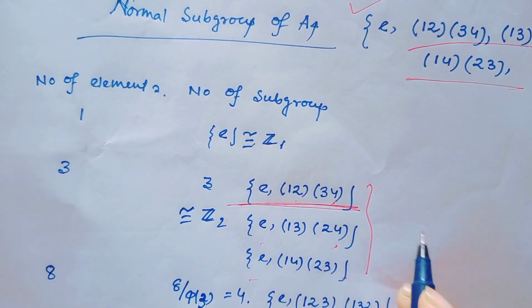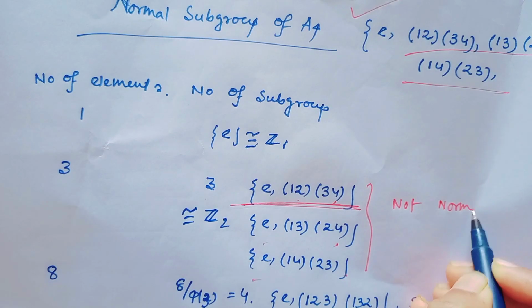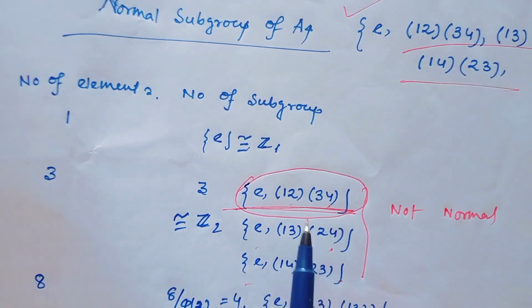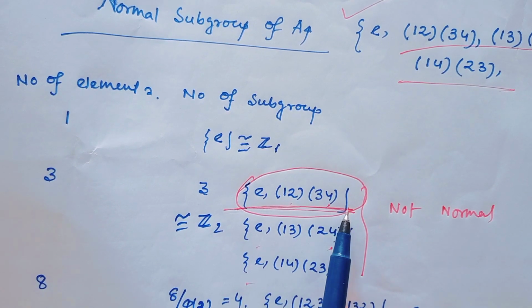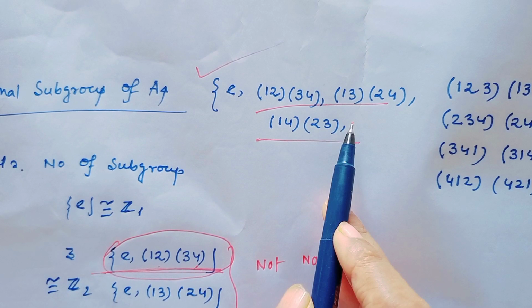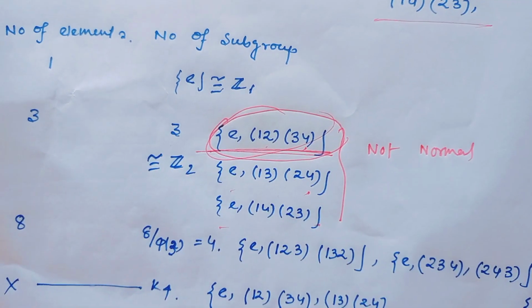These subgroups are also not normal, because if we consider such a subgroup, it does not contain all the 2 plus 2 cycles. Therefore, these 3 subgroups are not normal.